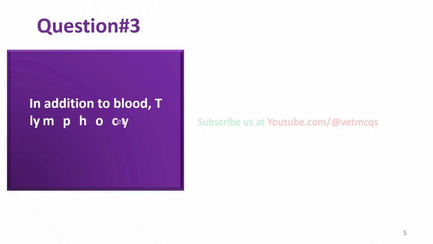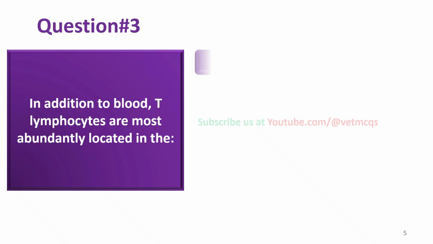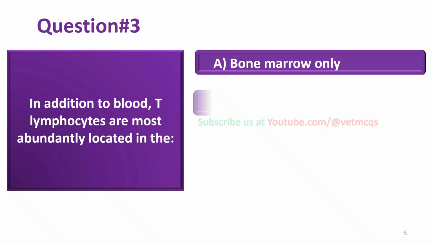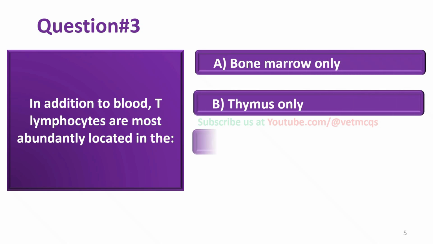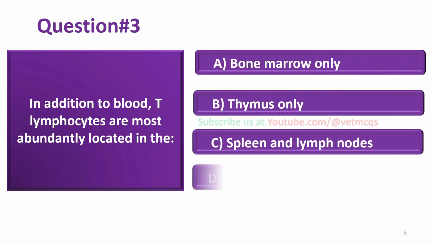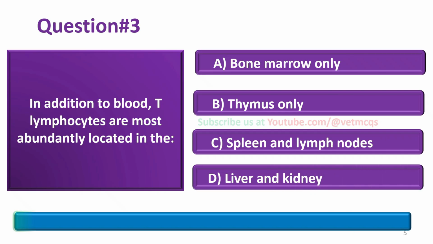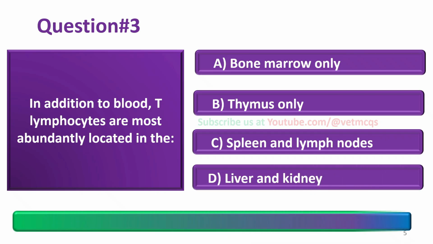In addition to blood, T lymphocytes are most abundantly located in the bone marrow only, thymus only, spleen and lymph nodes, liver and kidney. And the correct answer is option C, that is spleen and lymph nodes.